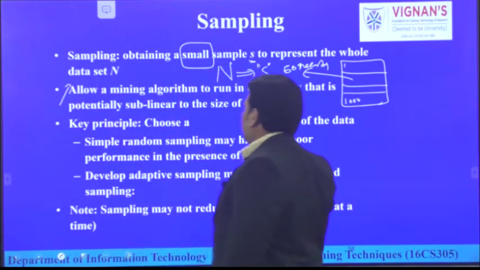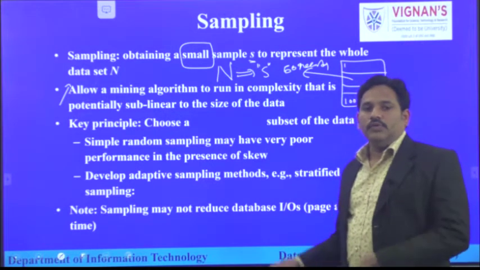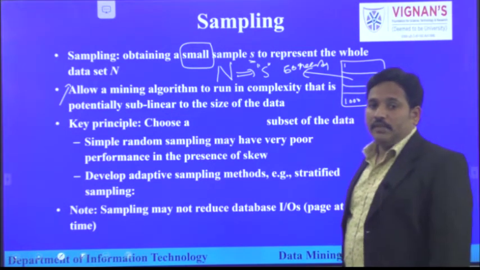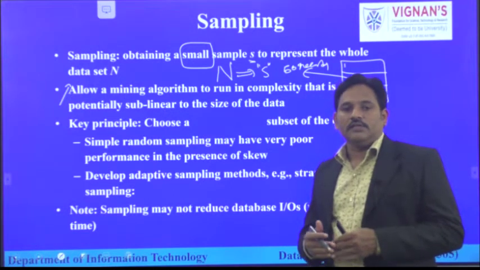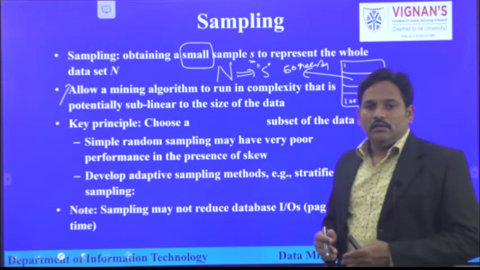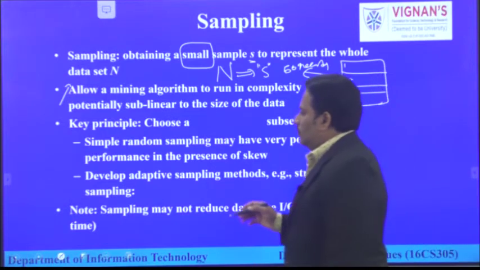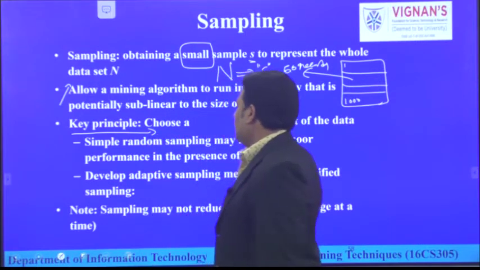It allows a mining algorithm to run in complexity that is potentially sublinear based on the size of the data. That means if the results are not satisfactory, we can increase the sample size. Let us take 50 to 100, we can increase the sample size. And what is the key principle behind choosing a sample?